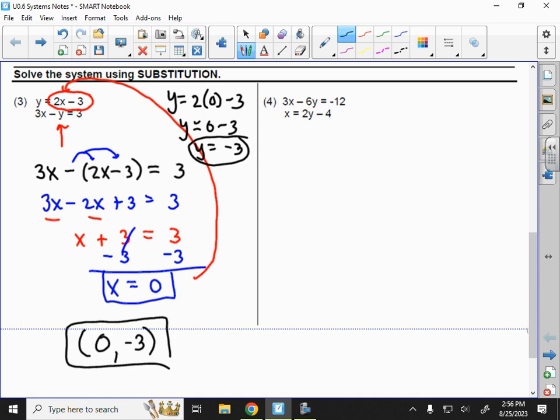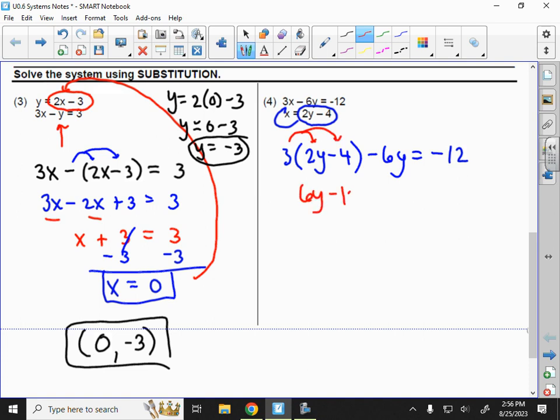All right, so let's do 4. So number 4, again, we're using substitution. So this one is already solved for x. And we're going to substitute that in for x in the first equation. So again, we want to use parentheses. And then we just write everything else that's in the equation. So here we're going to distribute the 3 in. So it's 6y minus 12 minus 6y equals negative 12.